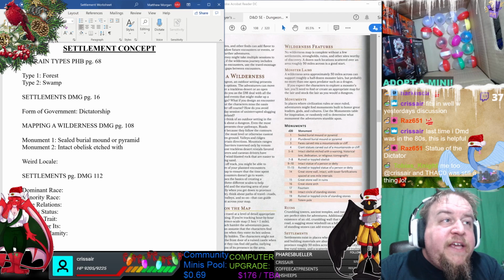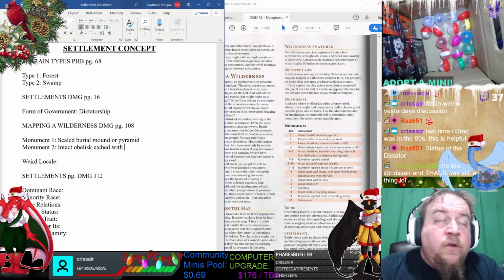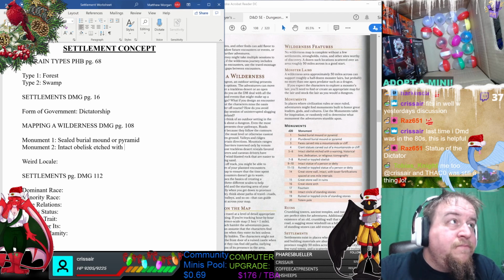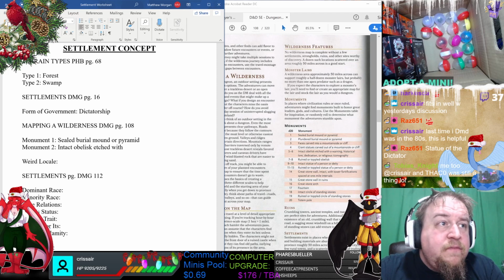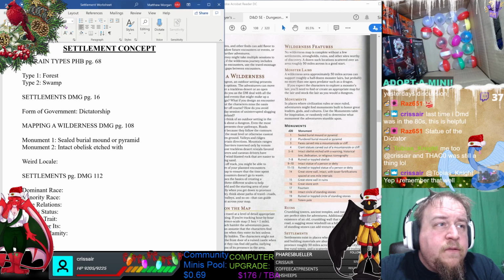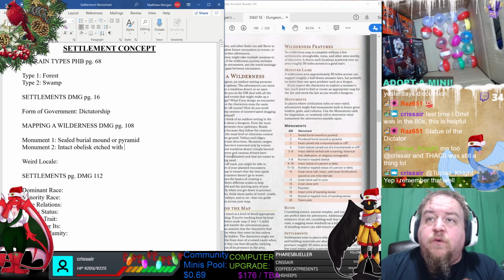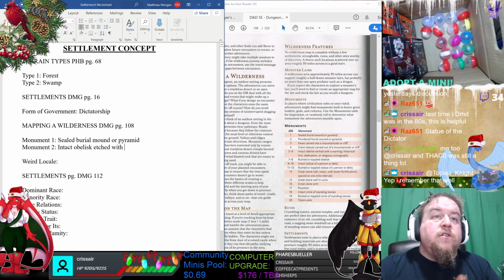Raz, will you please roll a d4 in chat to determine what is etched on this obelisk? Or other, you know, monolithic monument. Stops on a 2. A historical lore.